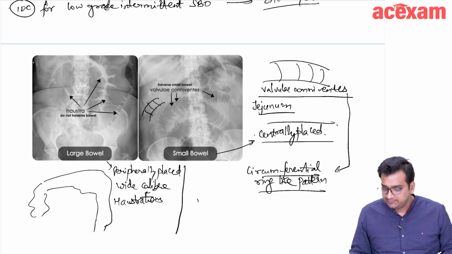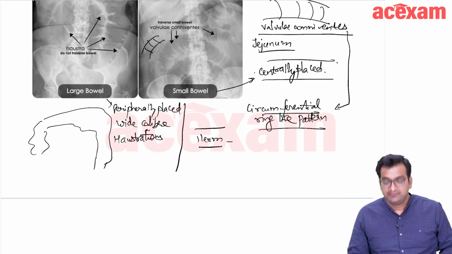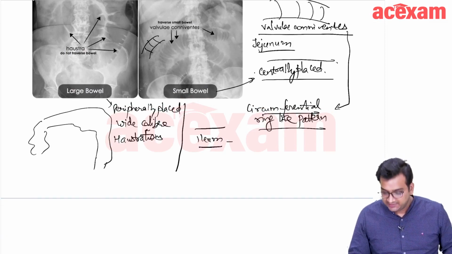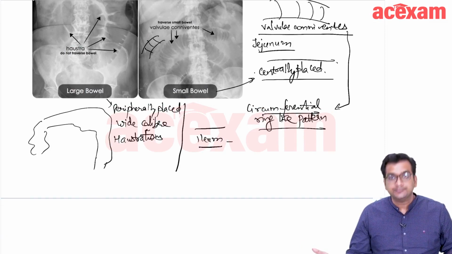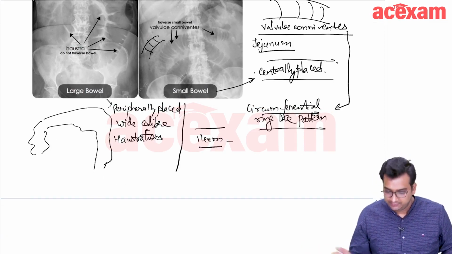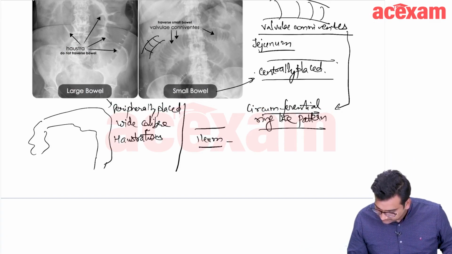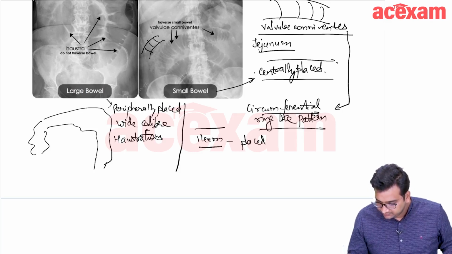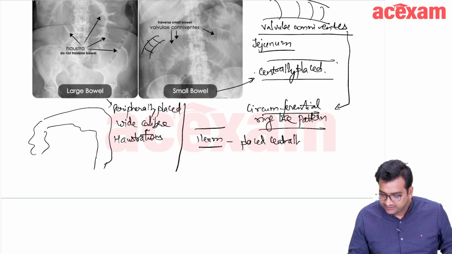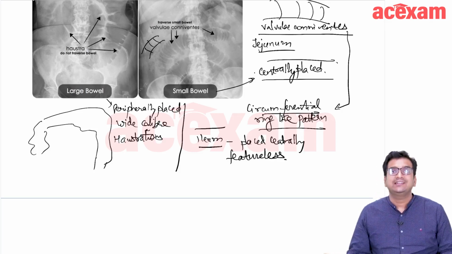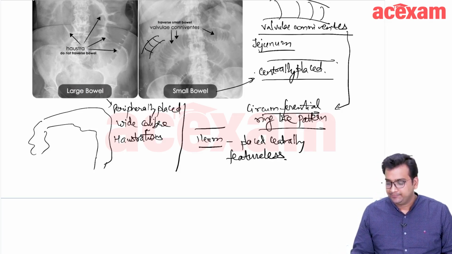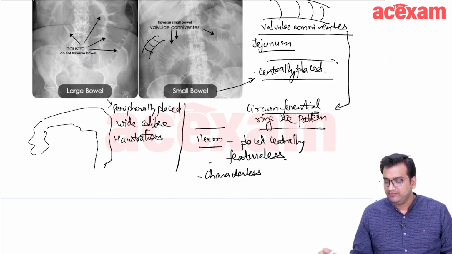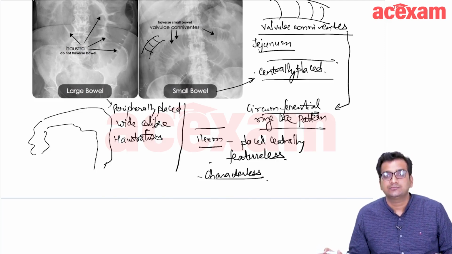In ileum, there is generally no specific finding seen. There is a dilated bowel loop, with no haustrations and no valvulae conniventes. The ileum is placed centrally and is featureless. We can say that it is characterless. A characterless loop of Wangensteen is the name given to ileum.